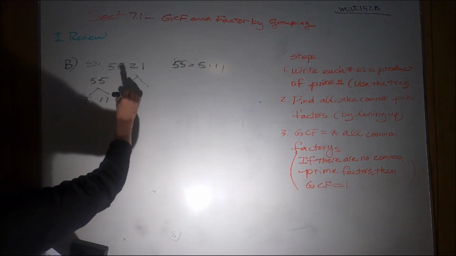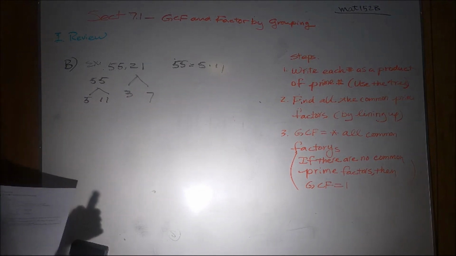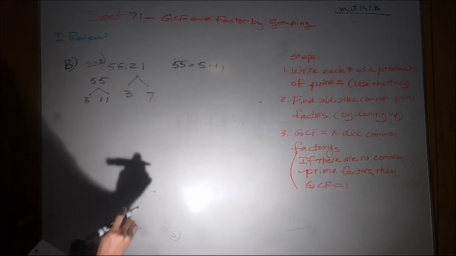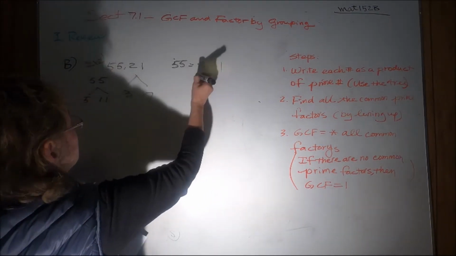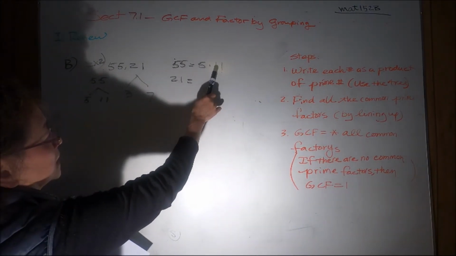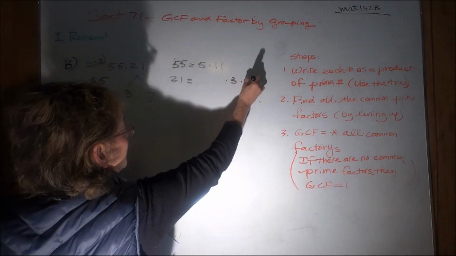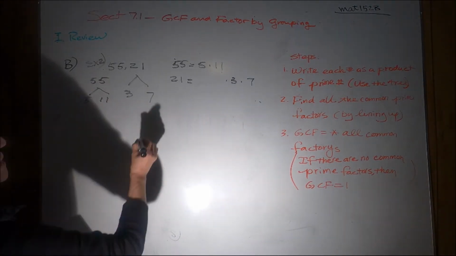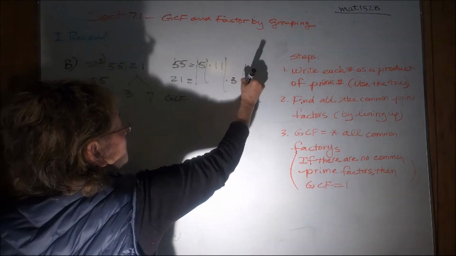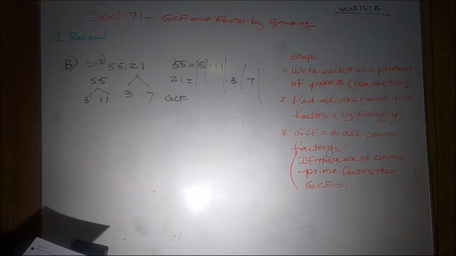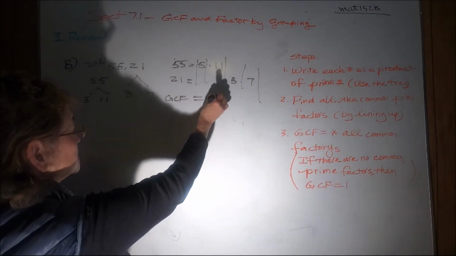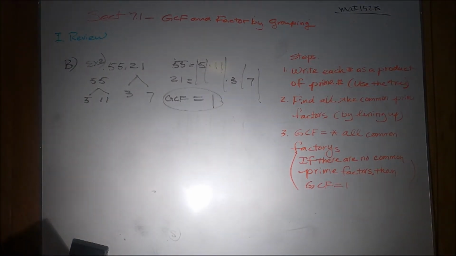21 would be what? 3 and 7, right? This is example 2. Then 11, 21 is what? 3 and 7. 3 cannot line up, so you write it at the back, right? So what's your GCF? Do they have anything in common? No, right? When they don't have anything in common, their GCF will be 1.